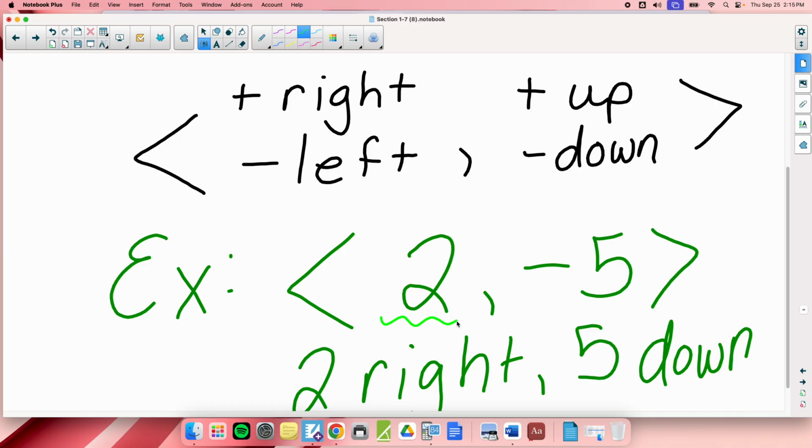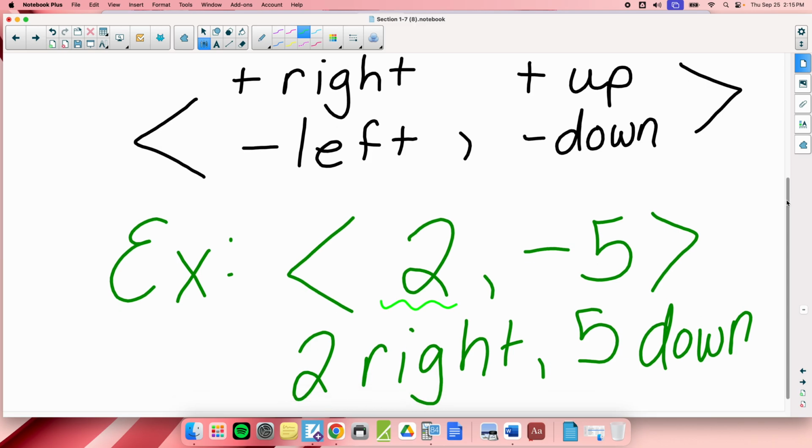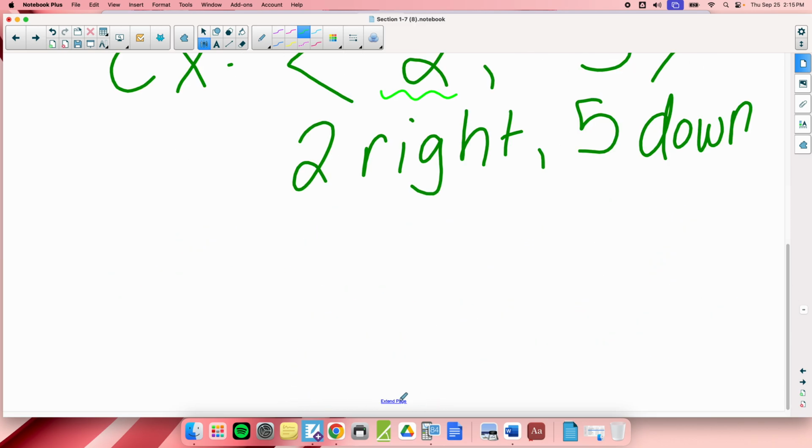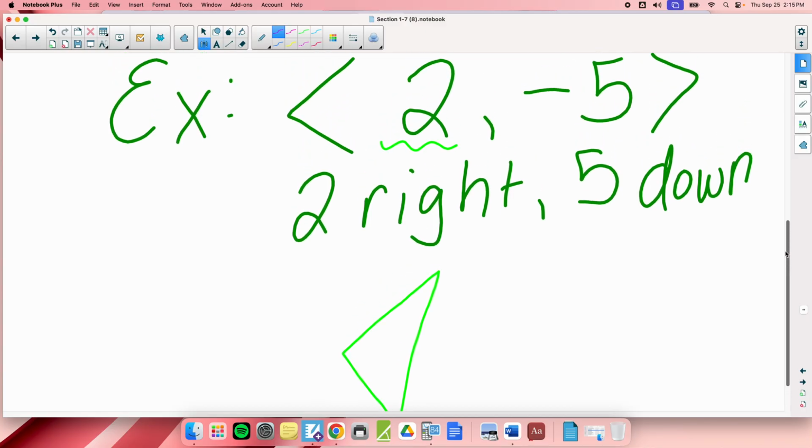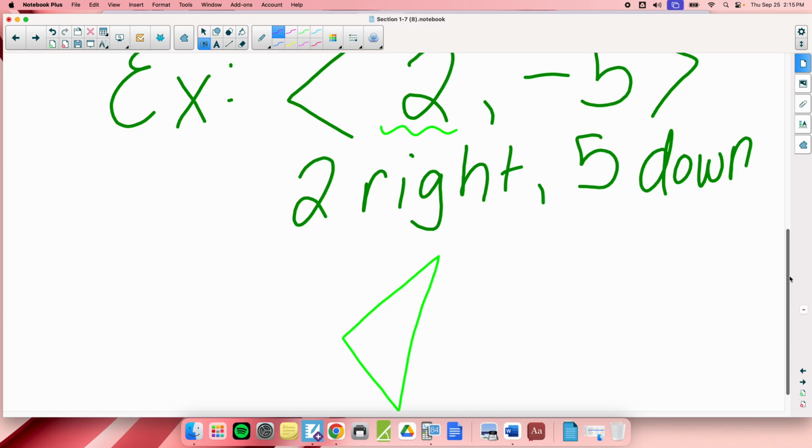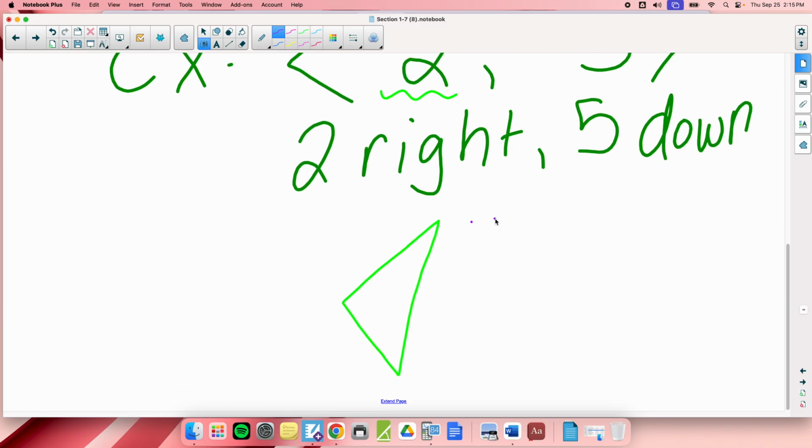So do you guys know if you were plotting 2, -5, wouldn't we go right 2, down 5? Do you guys get that? So what happens with a translation, if it's 2, -5, if this is your diagram and the vector that you have to translate is +2, -5, for each point, you'd go over 2, down 5.